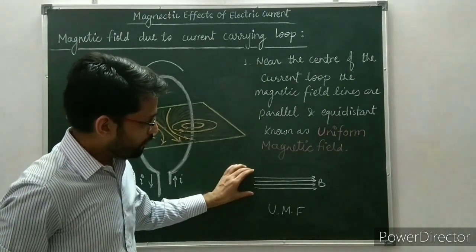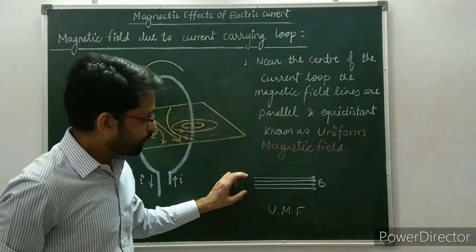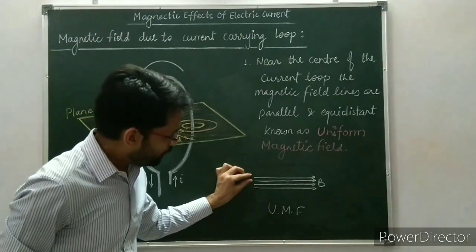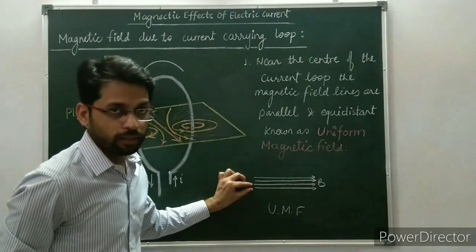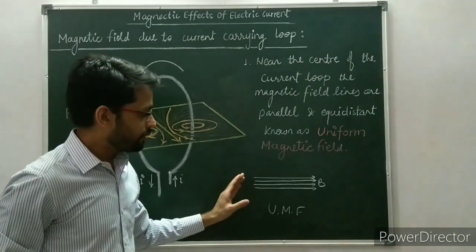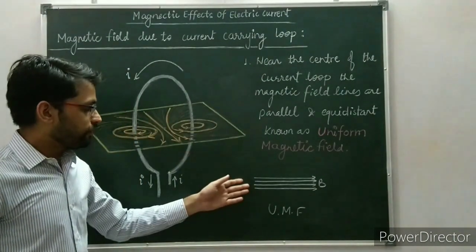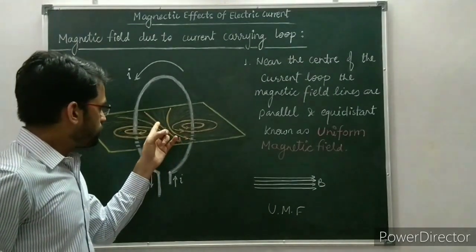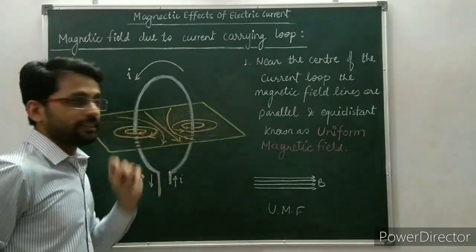This is the uniform magnetic field, because the magnetic field lines are parallel and equidistant. The separations between the magnetic field lines are equal. So this is the uniform magnetic field, and this type of magnetic field is produced by the current loop at the center.